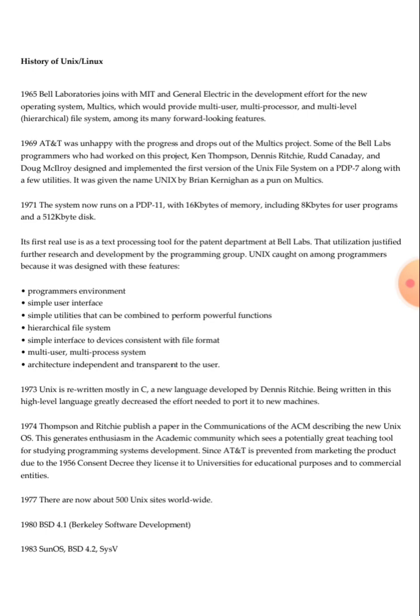So they started to design the operating system, and it was designed with 16 kilobytes of memory, including 8 kilobytes for user programs and a 512 byte disk. In 1971 Unix was created, and it was much better than the previous ones. Even so, it had some flaws, and to overcome those flaws, they came up with Linux.